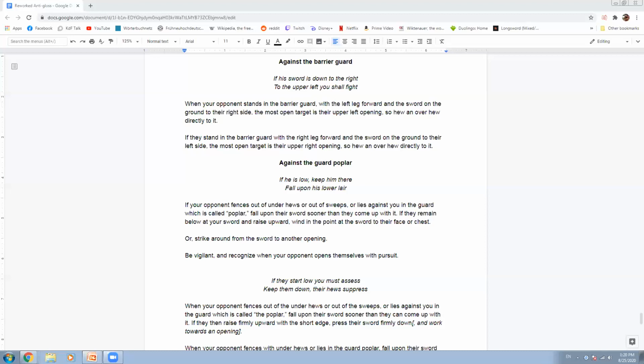But the Schielhau makes sense because it says it's a good strange hew that many masters of the sword know nothing to say. So it would make sense that the anti-gloss fencer doesn't know it. Mm-hmm.